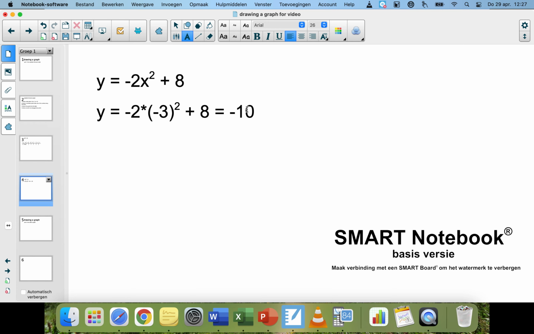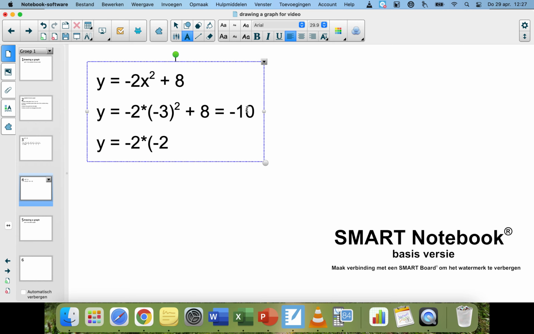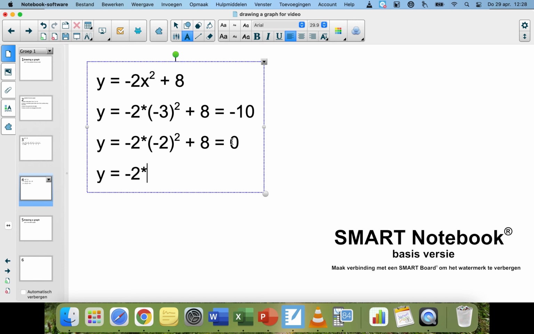Let's continue doing that, pick up the pace a little bit. So we're going to do exactly the same thing for x is -2. So we have -2 times x squared plus 8, -2 times (-2) squared. (-2) squared is going to be +4, -2 times +4 is -8, and -8 plus 8 is 0. Y is -2 times (-1) squared plus 8. So (-1) squared is 1, -2 times 1 is -2, and -2 plus 8 is 6.